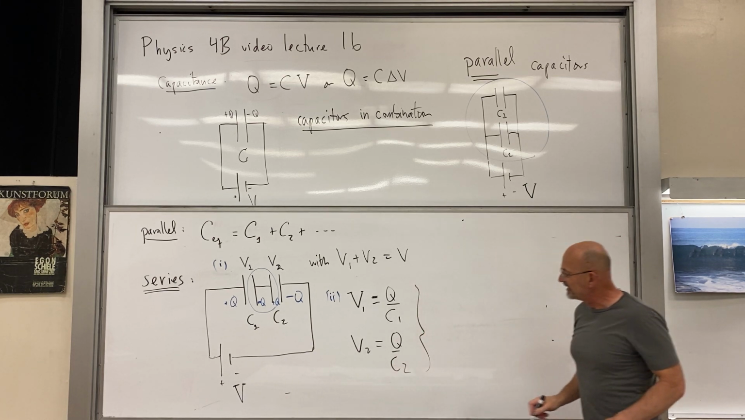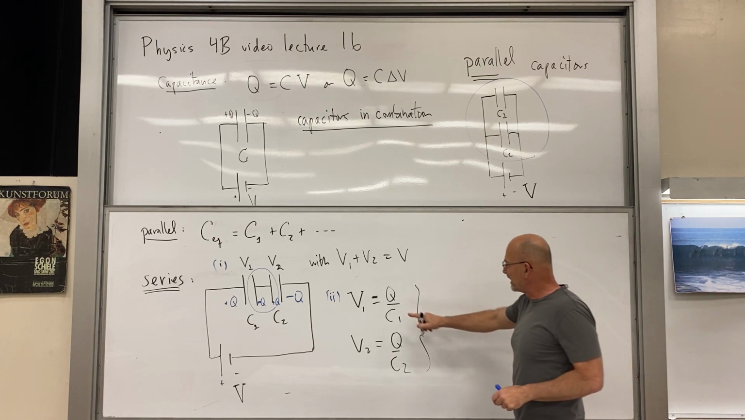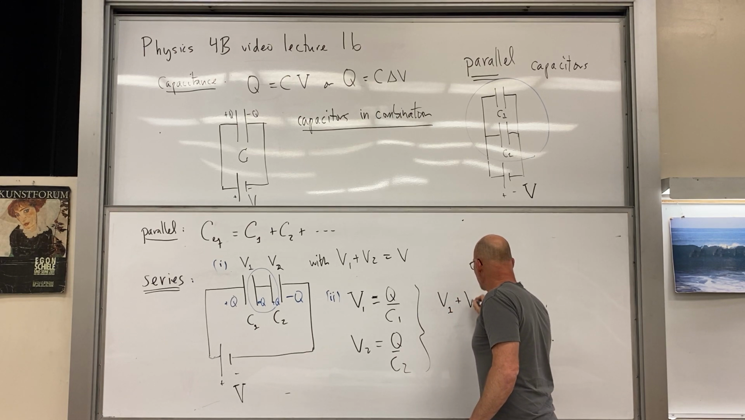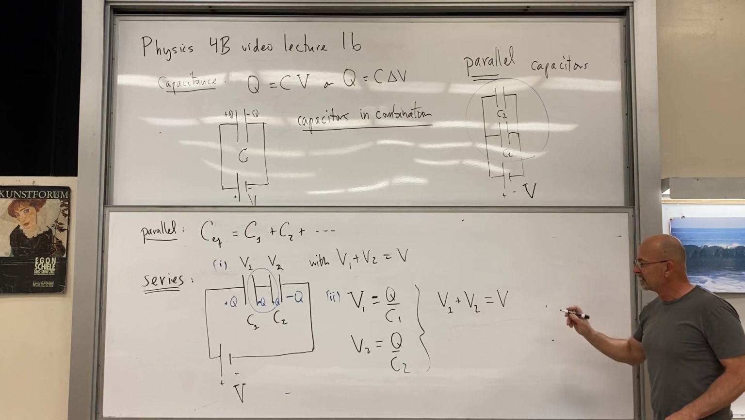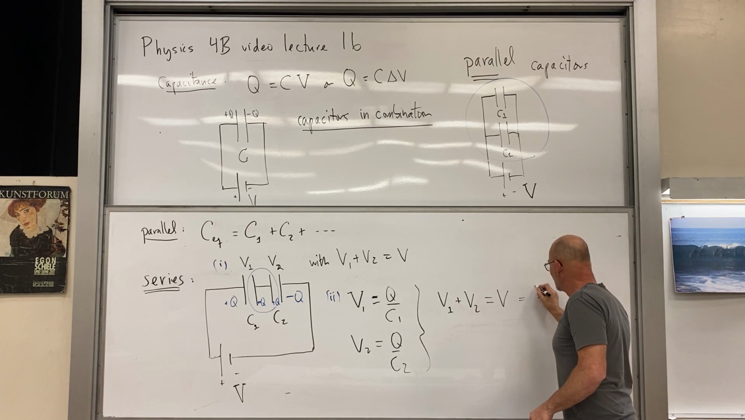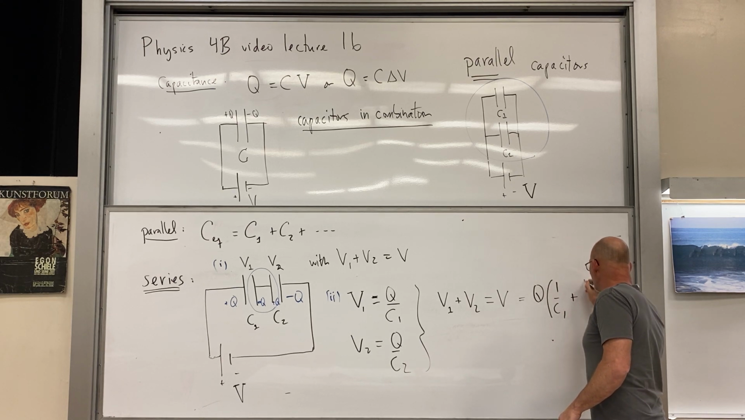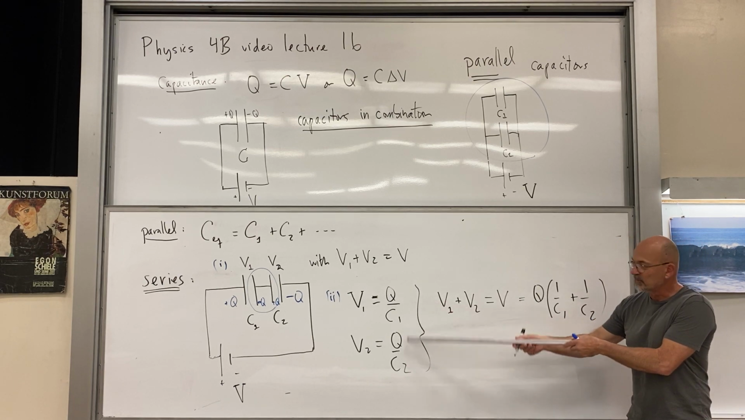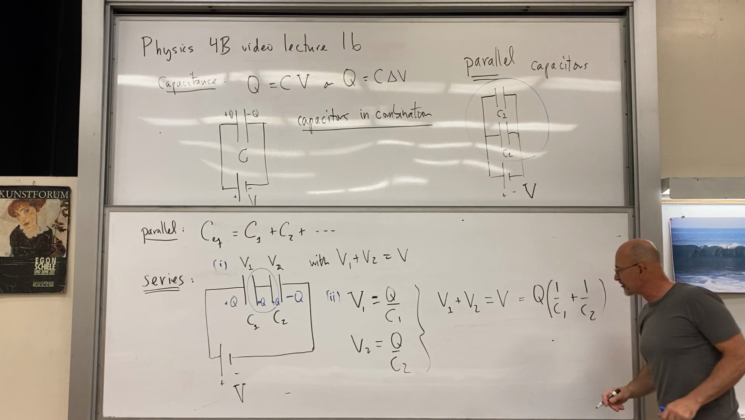So we combine these now, and we can add the two. V1 plus V2 is equal to V on the one hand. On the other hand, it's equal to Q times 1 over C1 plus 1 over C2, just from these expressions right here. This is the same charge Q on both of them.